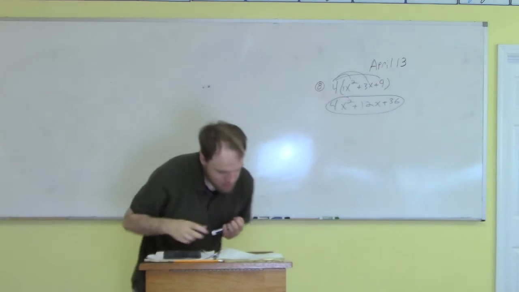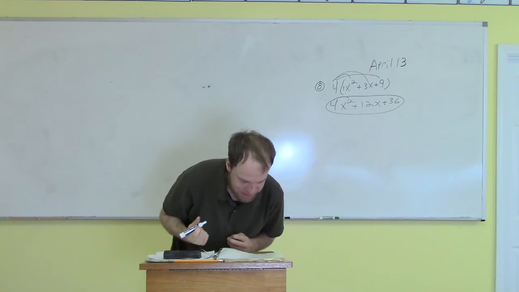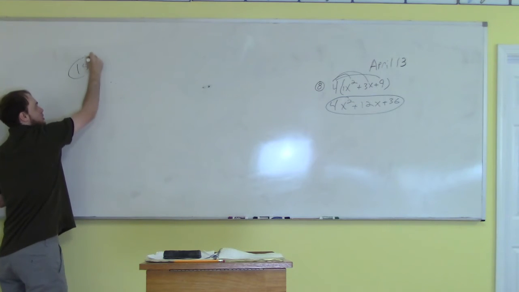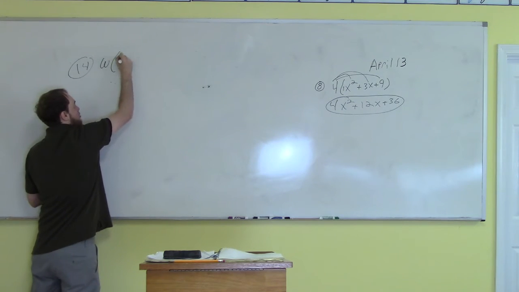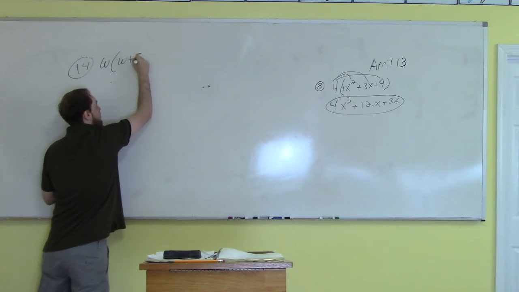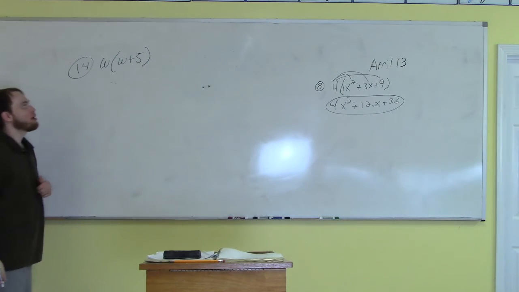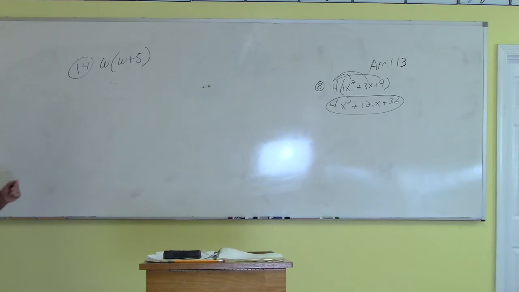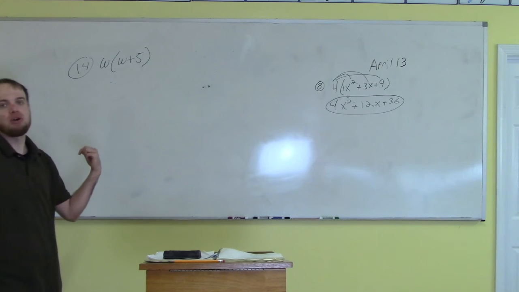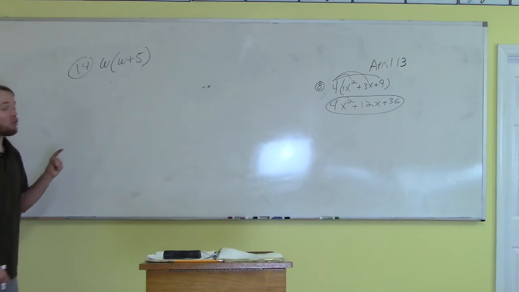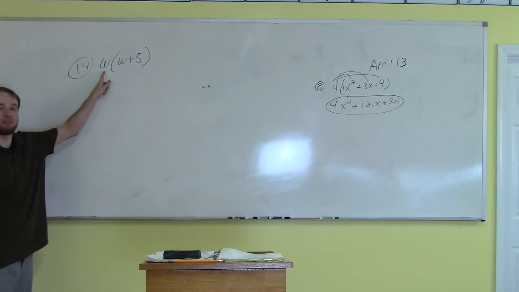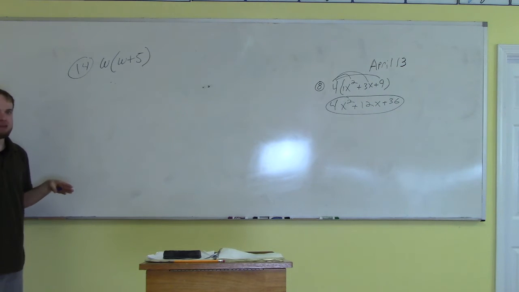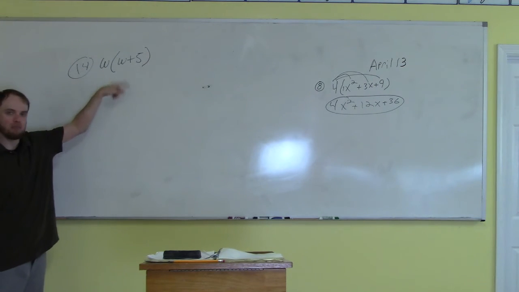Okay, next I'll look at number 14. So 14 says w times w plus 5. Okay, so 14 here, w times w plus 5. So notice the difference between this problem and the previous ones I've done. The only difference is that this has a w where the other ones had numbers right there, but it stays the same. We're just going to distribute this w to both terms.